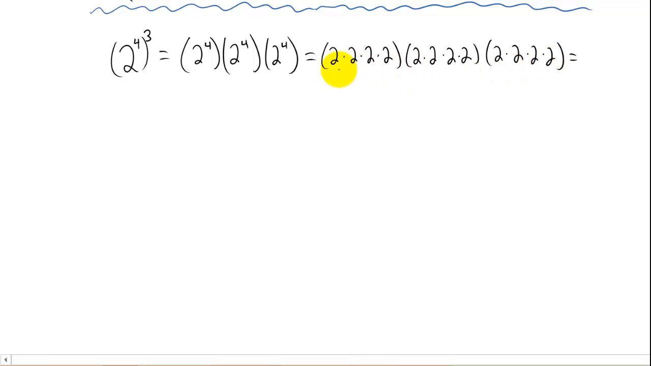Now everything is multiplied here and every base is exactly the same. So what is the answer? How many of these do we actually have? Well, if you add them up, you actually have 12 of them. So we can write this as 2 to the 12th power.